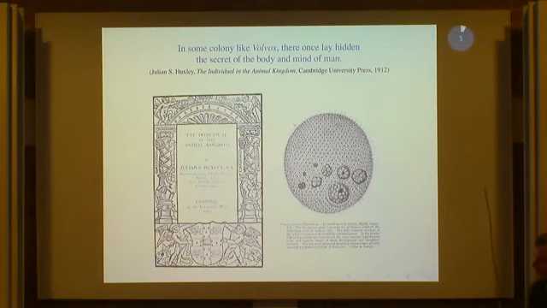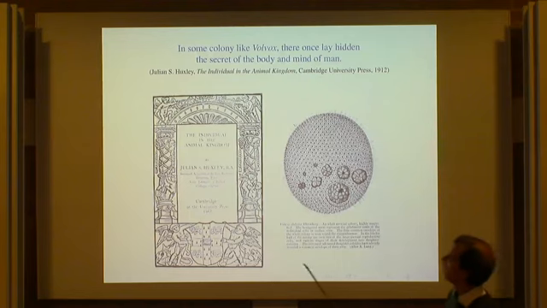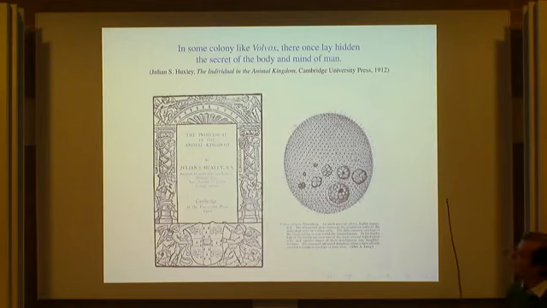Volvox actually appears on the frontispiece of this weird and wonderful book by Julian Huxley, The Individual in the Animal Kingdom, in which he says that in some colony like Volvox, there once lay hidden the secret of the body and mind of man. It was a day and age when one could use different language in scientific papers. And I hope to convince you in this talk that in some alga like Volvox, there once lay hidden the secret of the mechanics of the formation of the body of man.